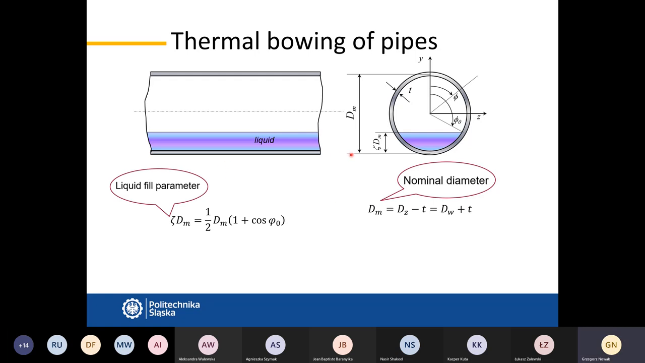The liquid fill parameter zeta is showing us how much of the liquid is there. So as you can imagine, it varies from zero, where there is no liquid, up to one, where it is full of liquid.